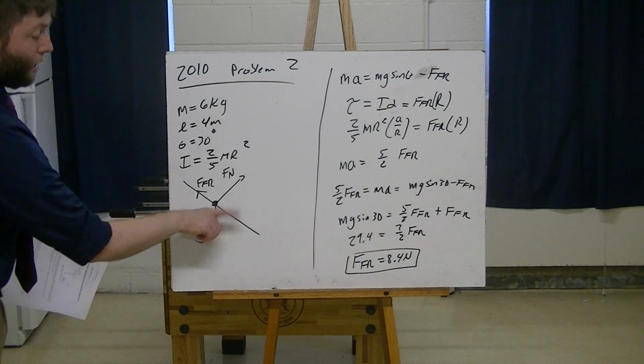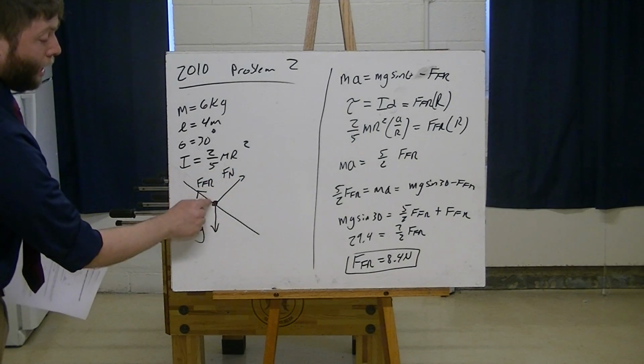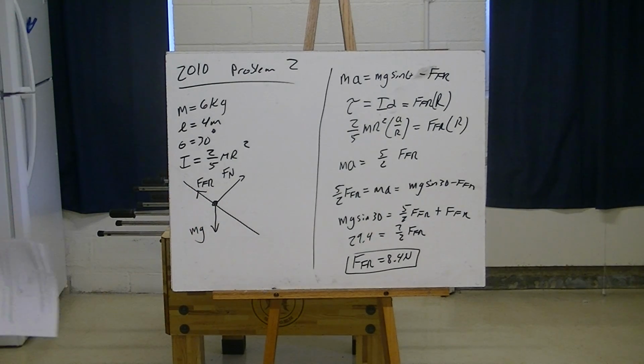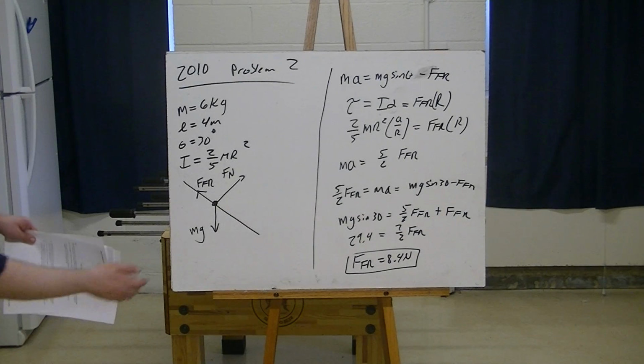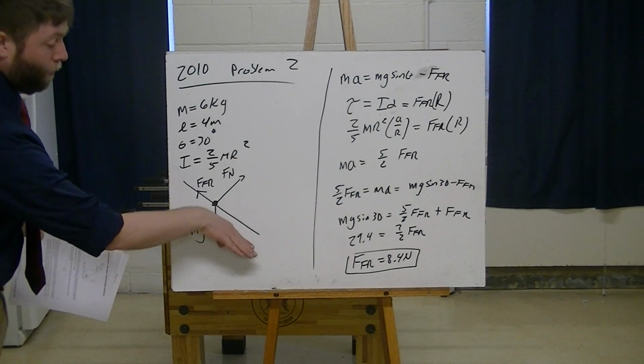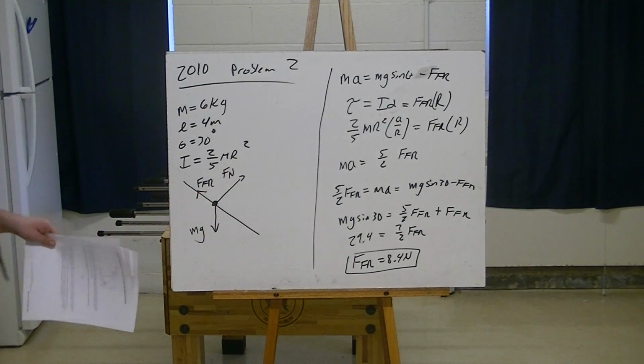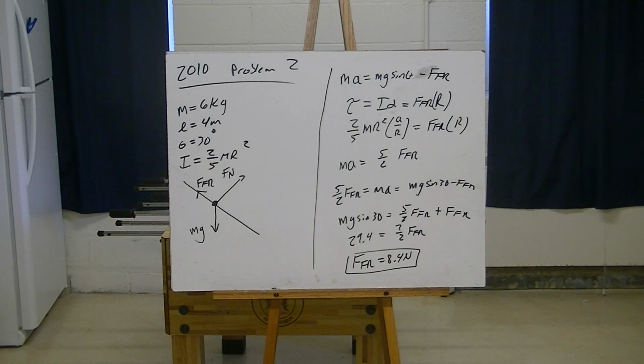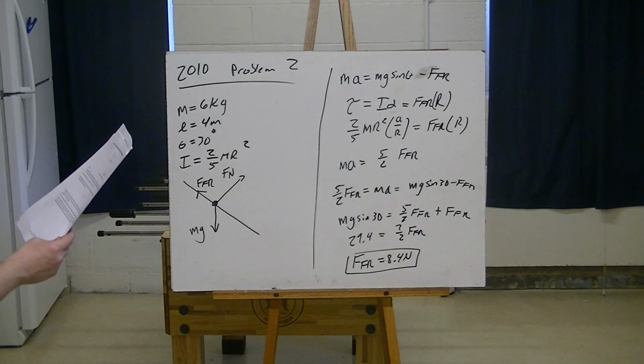So mg acting down, normal force acting up, and then at the bottom of the bowling ball we have the force of friction acting to the left. You, yes, would lose points if you broke this down into the force down the incline and the force perpendicular to the incline. Please be careful on the language on those problems. If you lose points there, it should not make that big of a difference.